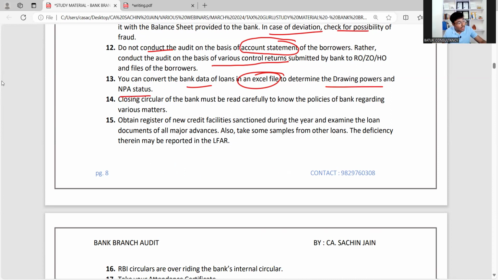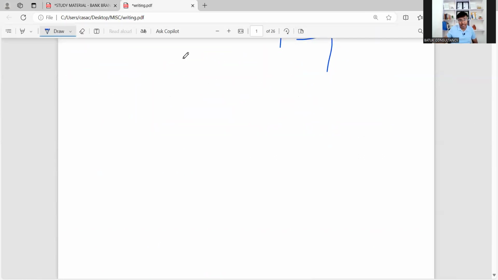Okay, because as we all know, the bank will provide us the complete text file. Okay, and in that text file the complete outstanding will be there. With that outstanding the drawing power will be there, and with that the NPA status will be there. So we just need to compare the drawing power and the outstanding balance.